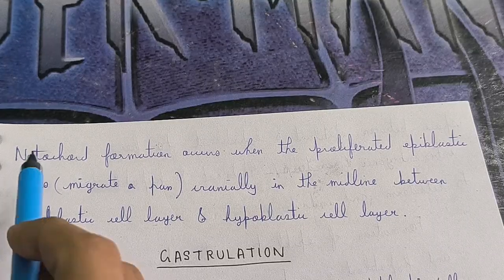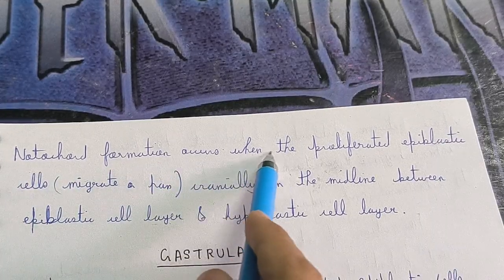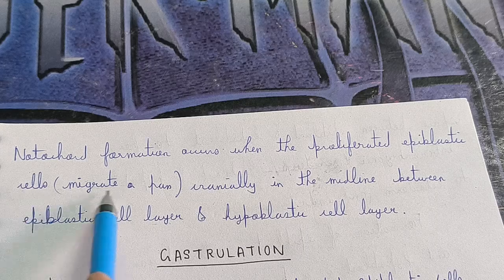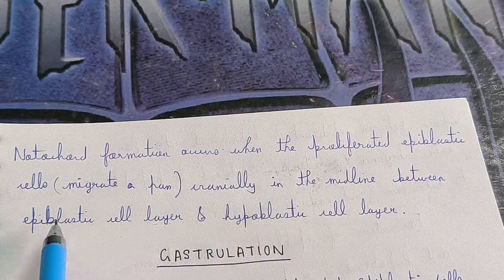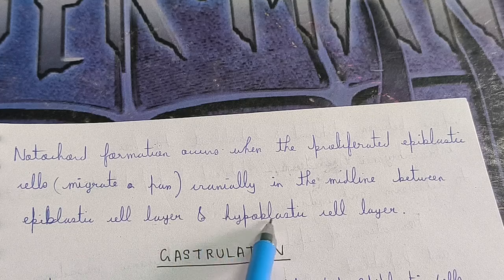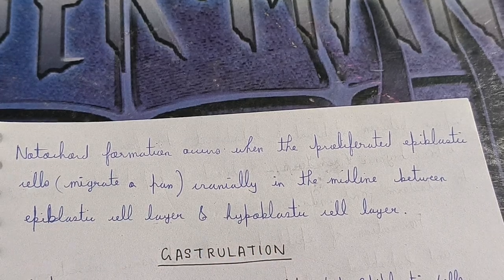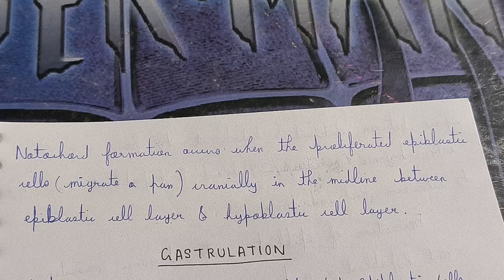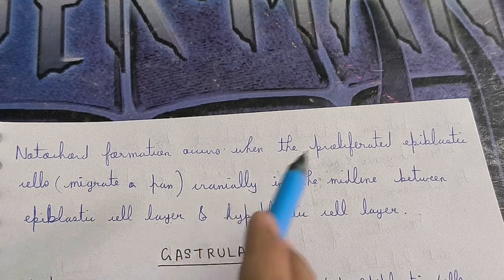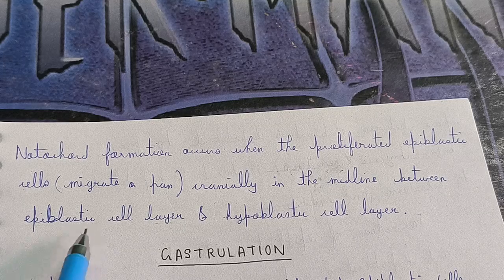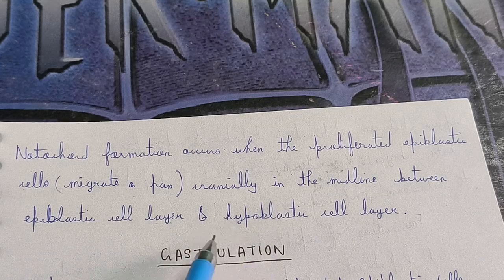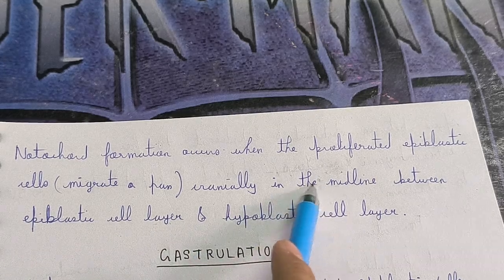Now one thing: notochord formation occurs when the proliferative epiblastic cells migrate cranially in the midline between the epiblastic cell layer and the hypoblastic cell layer. Also, for the formation of intraembryonic mesoderm, the proliferative epiblastic cells migrate in the space between the epiblastic cell layer and the hypoblast, but they don't migrate in the midline.